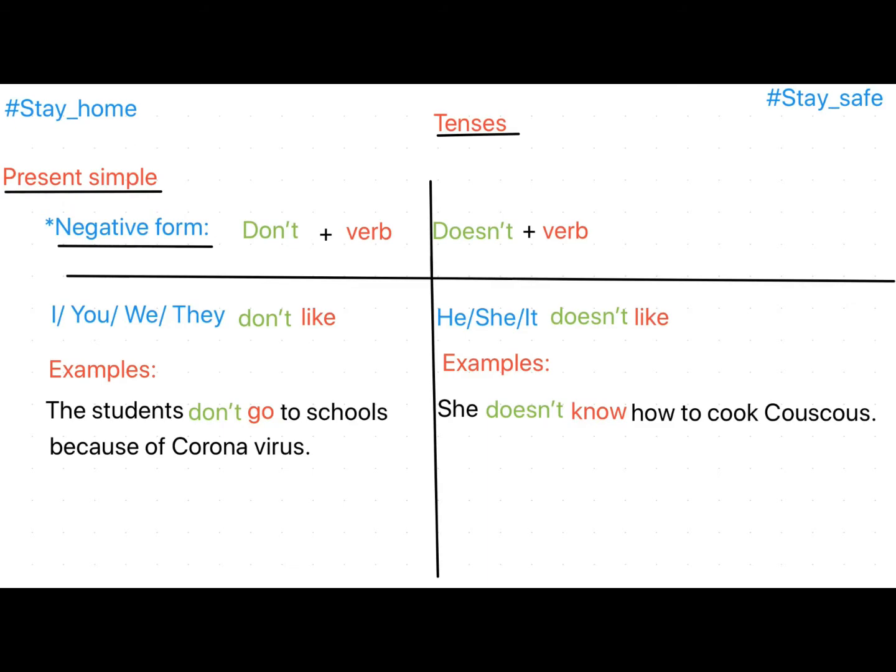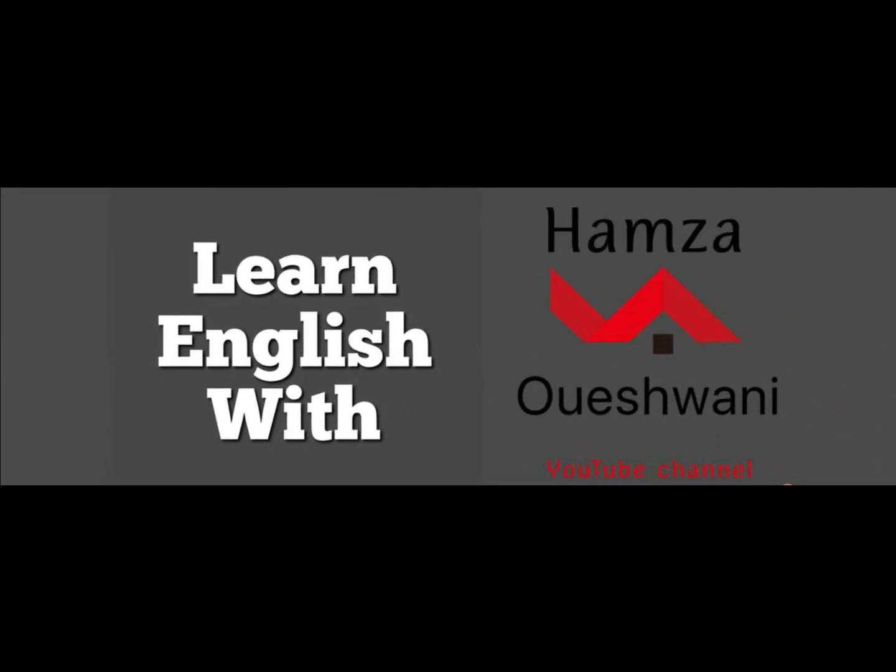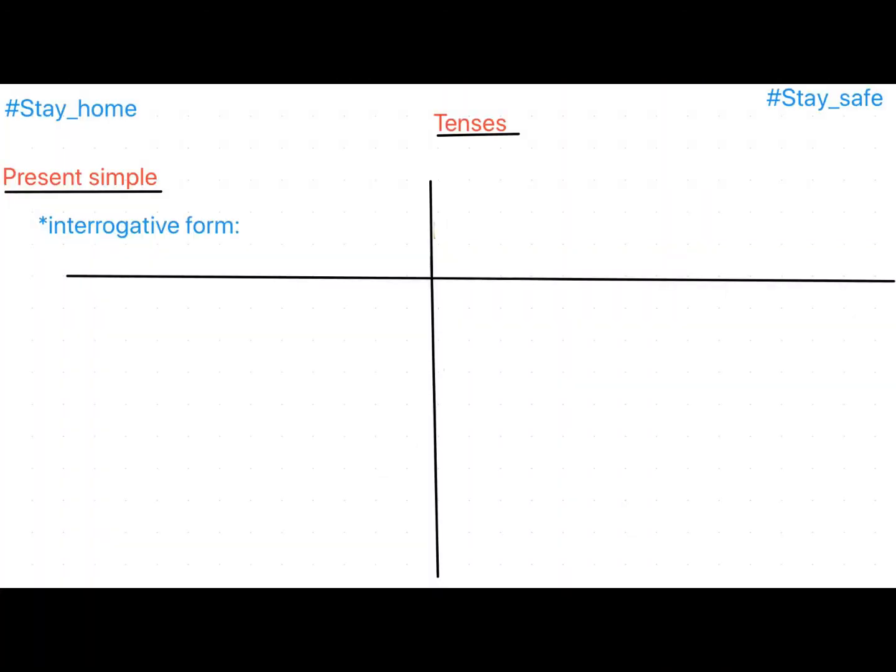بقات لينا دابا interrogative form. So let's see how to formulate the interrogative form in the present simple. Alright, so باش نديرو interrogative form عندنا two options. إما غنديرو do plus the subjects plus the verb plus the question mark أولا does plus the subject plus the verb plus the question mark of course.